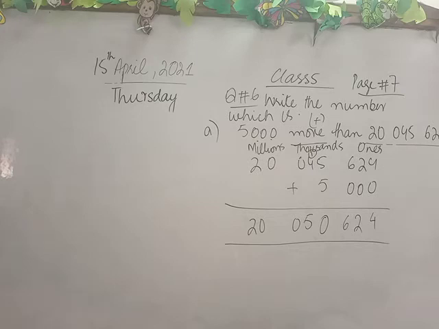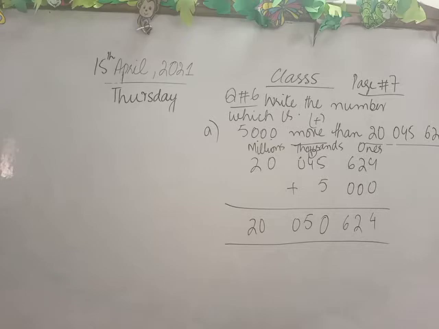But उसने क्या कहा, क्या है हमें कि ये जो नंबर है इसमें आपने 5,000 ऐड करना है. हमें कैसे पता चला? How do we know that we will add 5,000 in this number? Because there is a word used which is more than. So it's more than का क्या मीन है कि हमने इसमें एडिशन करना है 5,000. Now I will write first number as it is 20 space 045 space 624 and 5,000 उसमें ऐड करूंगी.